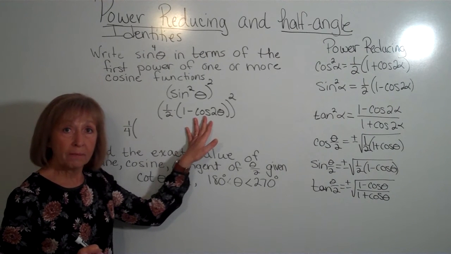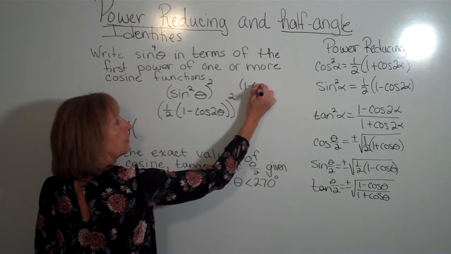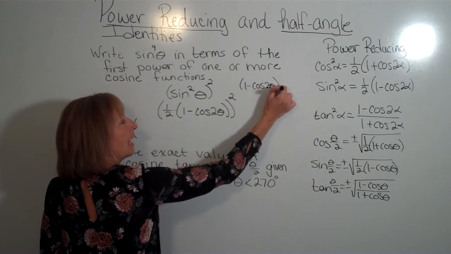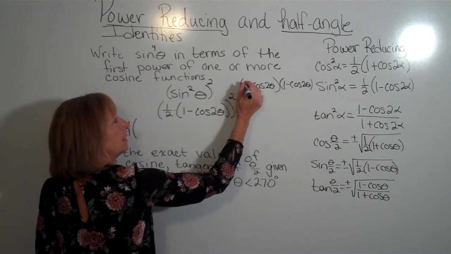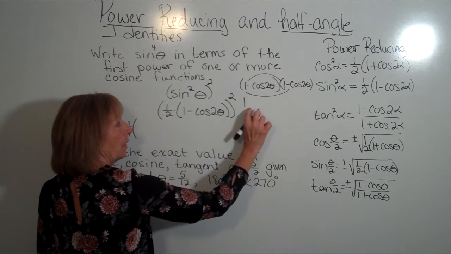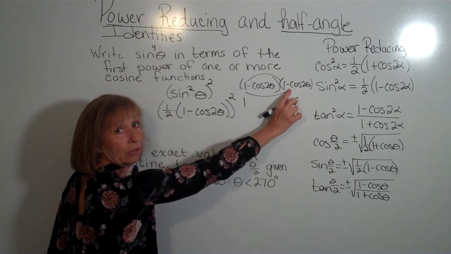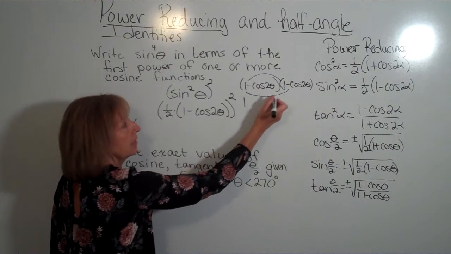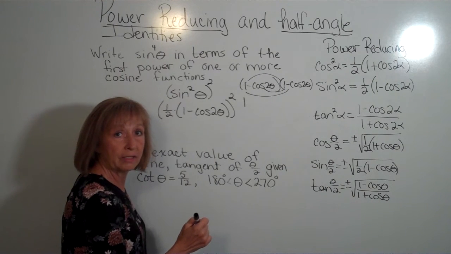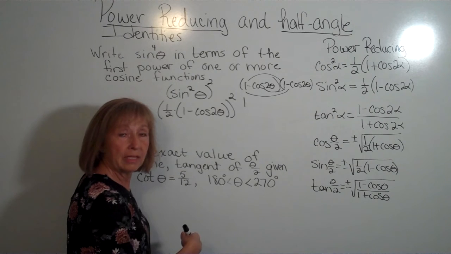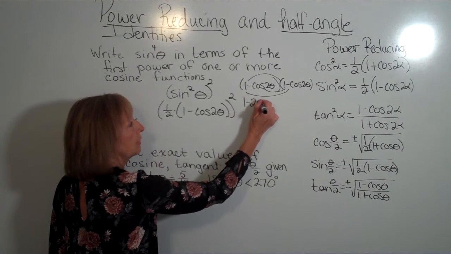And then squaring out 1 minus cosine 2 theta, well, remember that's 1 minus cosine 2 theta times another 1 minus cosine 2 theta. So you need first, 1 times 1 is 1. Outers, 1 times negative cosine 2 theta is a negative cosine 2 theta. Inners, negative cosine 2 theta times 1 is another negative cosine 2 theta. So negative cosine 2 theta minus another negative cosine 2 theta is minus 2 cosine 2 theta.